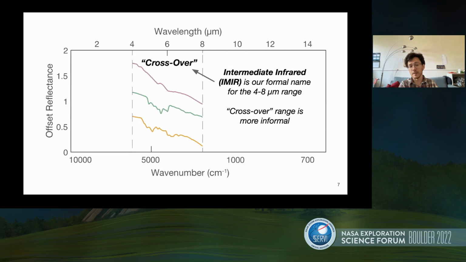I'm going to talk today about what's in between these two wavelength ranges. I have called this the crossover range. We also refer to it as the 4 to 8 micron wavelength range. And I'd like to introduce some new terminology: the intermediate infrared, or IMIR, however, whatever sticks best, the intermediate infrared wavelength range.